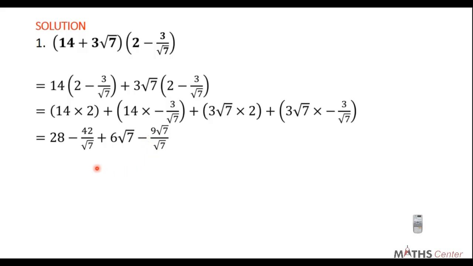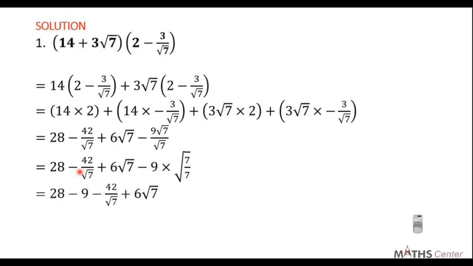So from here, we continue with the simplification. From what we've learned from the division of surds, 9 root 7 over root 7 is the same as 9 times square root of 7 over 7. So we are going to have 28 minus 42 over root 7 plus 6 root 7 minus 9 times square root of 7 over 7. Square root of 7 over 7 will give us square root of 1. Square root of 1 is the same as 1. So negative 9 times 1 will give us minus 9.